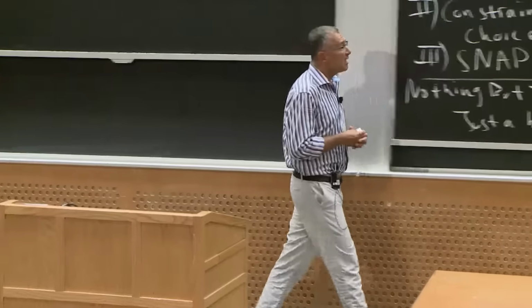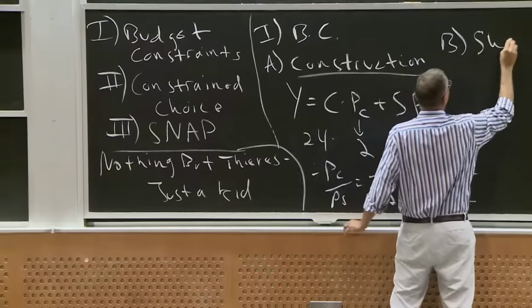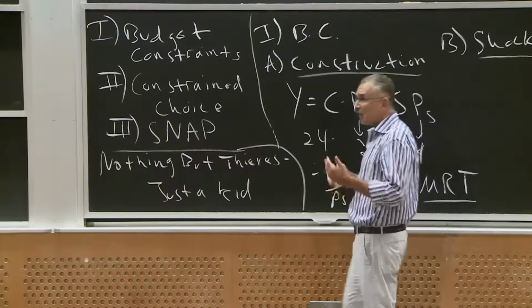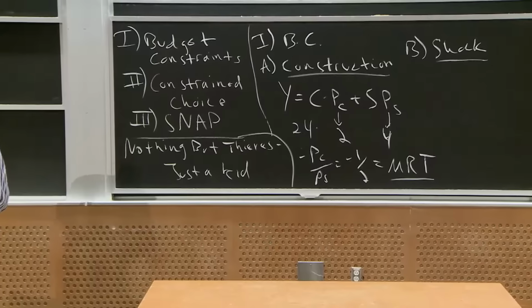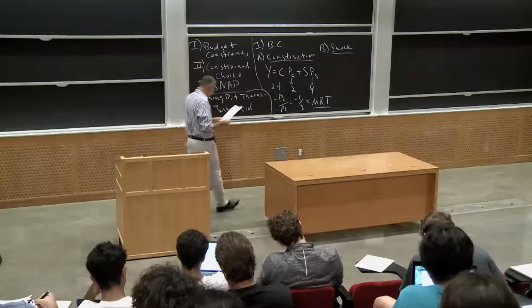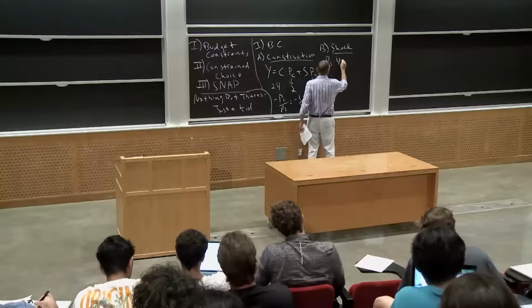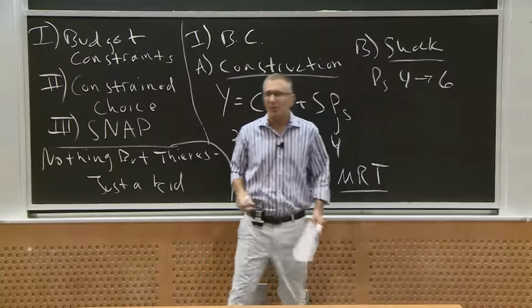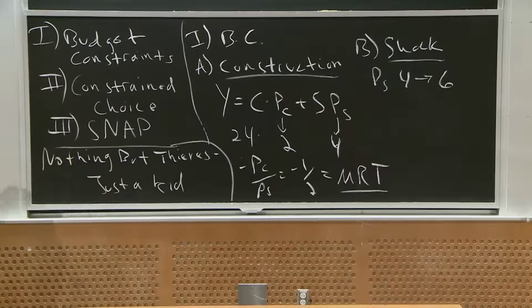Okay, let's now talk about what happens when we shock the budget constraint, when various things change to move the budget constraint around. Let's talk about how that works. So for example, imagine prices change. Imagine the price of pizza slices goes from $4 up to $6 a slice. What does this do to your budget constraint?